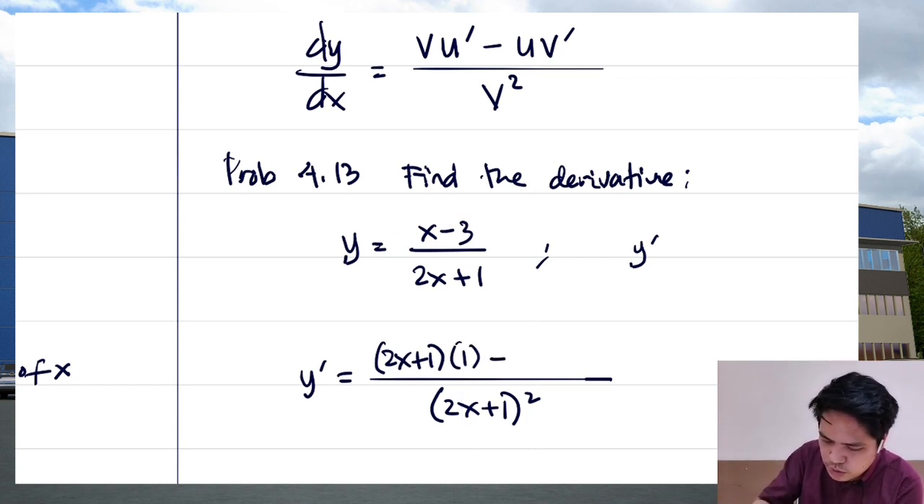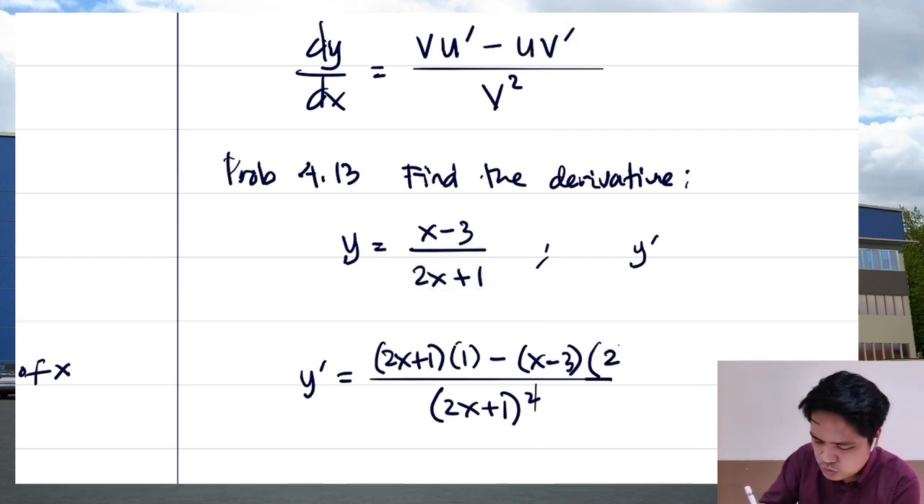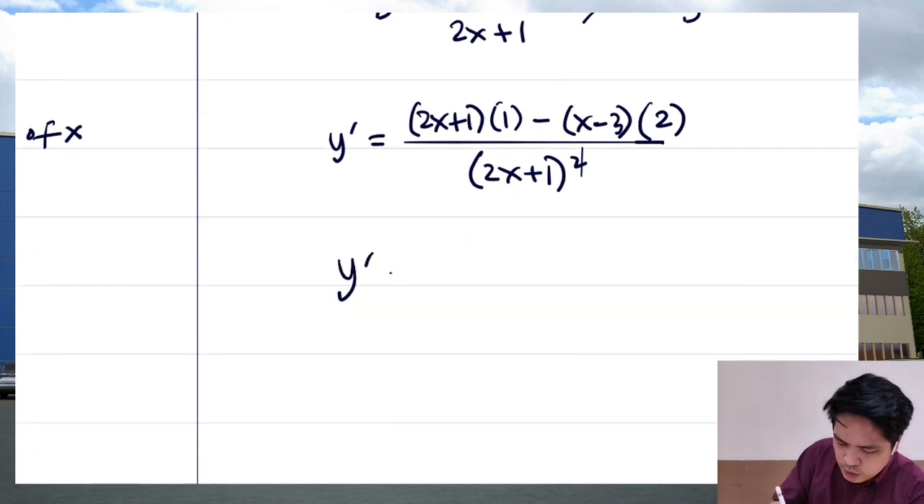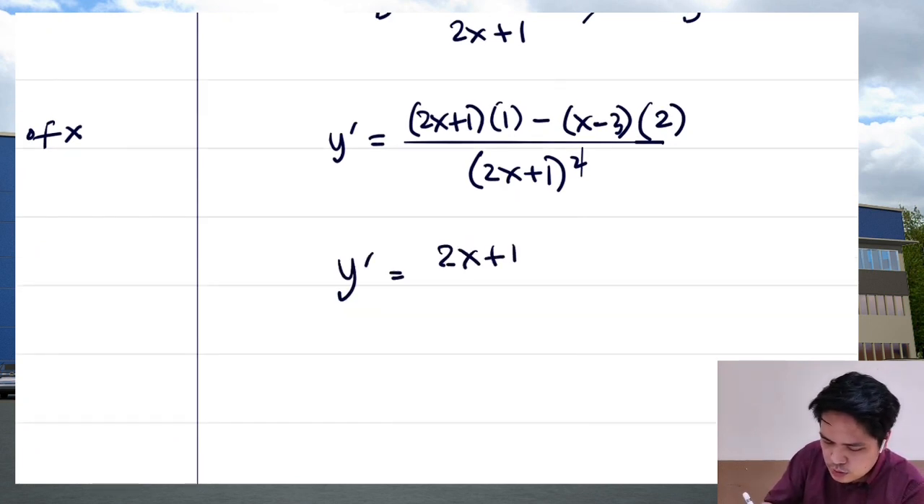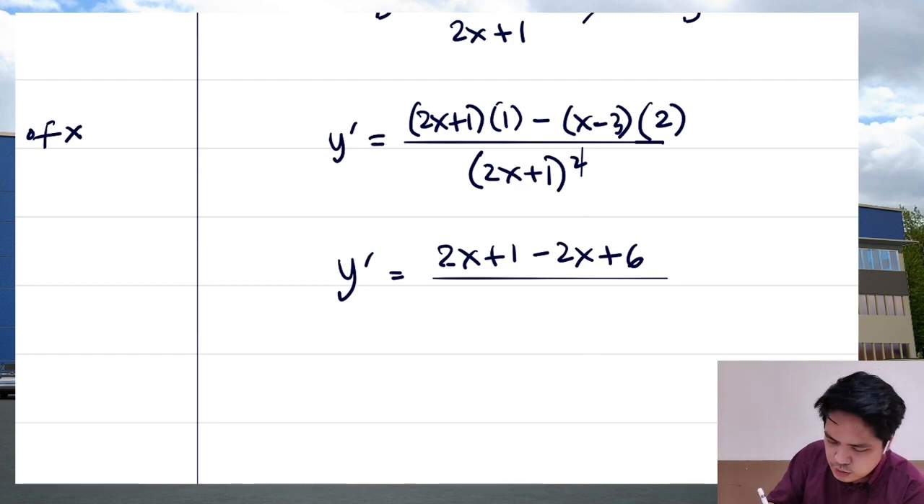Then minus, copy the numerator, x minus 3. Then the derivative of the denominator. We know that the derivative of this, the v prime, is just 2 times plus 0, so 2. Then simplify, we'll have 2x plus 1 minus 2x minus 6. Okay, then if we release that from the grouping symbol, that would be 2x plus 6. Then divided by 2x plus 1 squared.